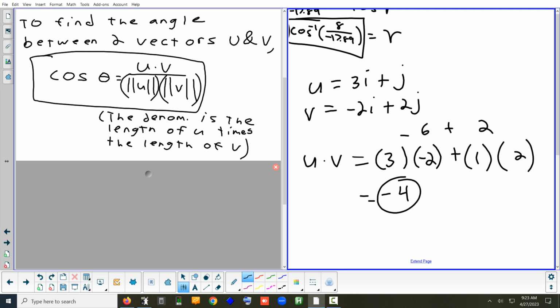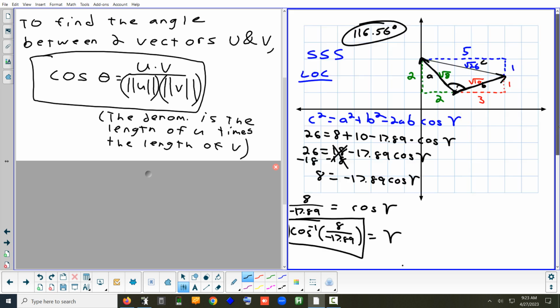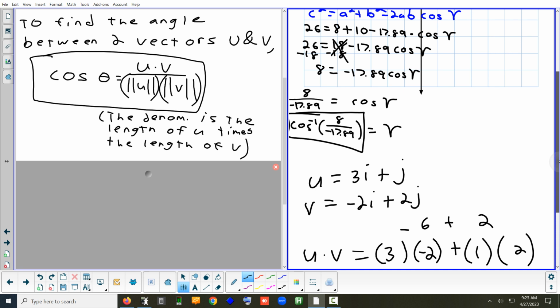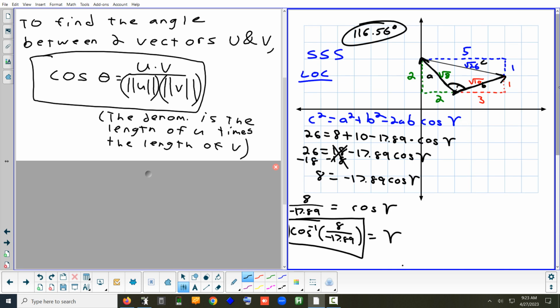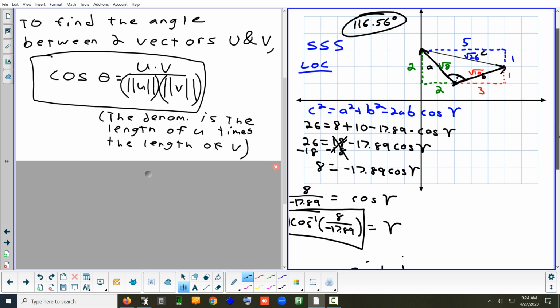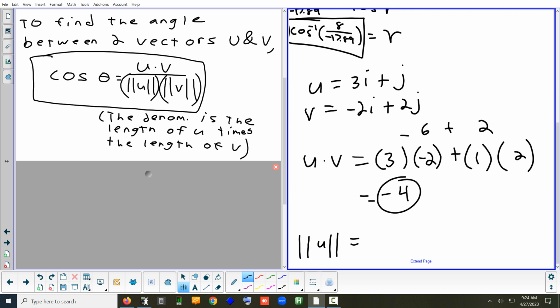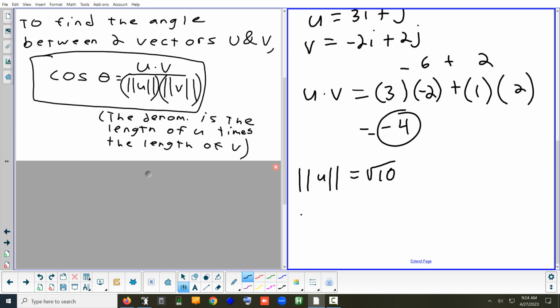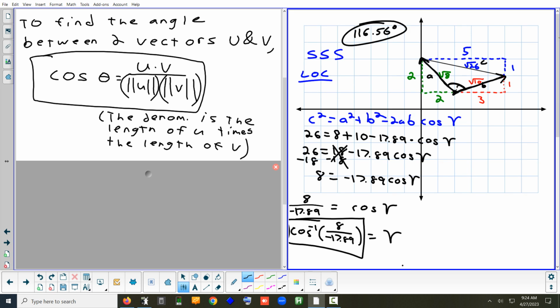There's the first thing I need, the dot product. The next two things I need, I already have. What's the length of u, which is 3, 1? What's the length of that vector that I labeled with the red triangle? Yep. Square root of 10. We already know that from the Pythagorean theorem. And the magnitude of v, what was the length of the vector that I labeled with the green triangle? Yep. Square root of 8.